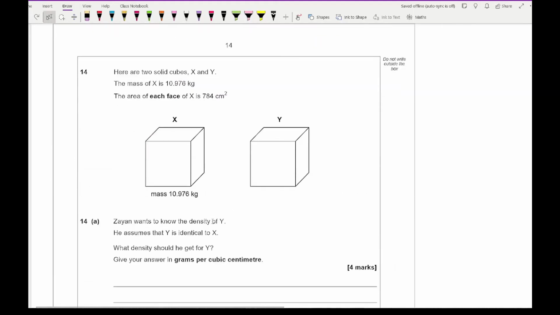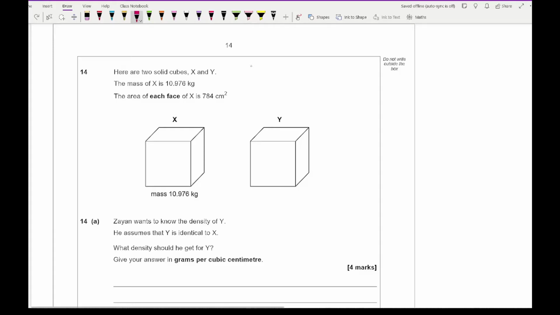Then moving on to question 14, it says here are two solid cubes X and Y. The mass of X is 10.976 kilograms and the area of each face of X is 784 square centimeters. Zion wants to know the density of Y, and he assumes that Y is identical to X. What density should he get for Y? Give your answer in grams per cubic centimeter.